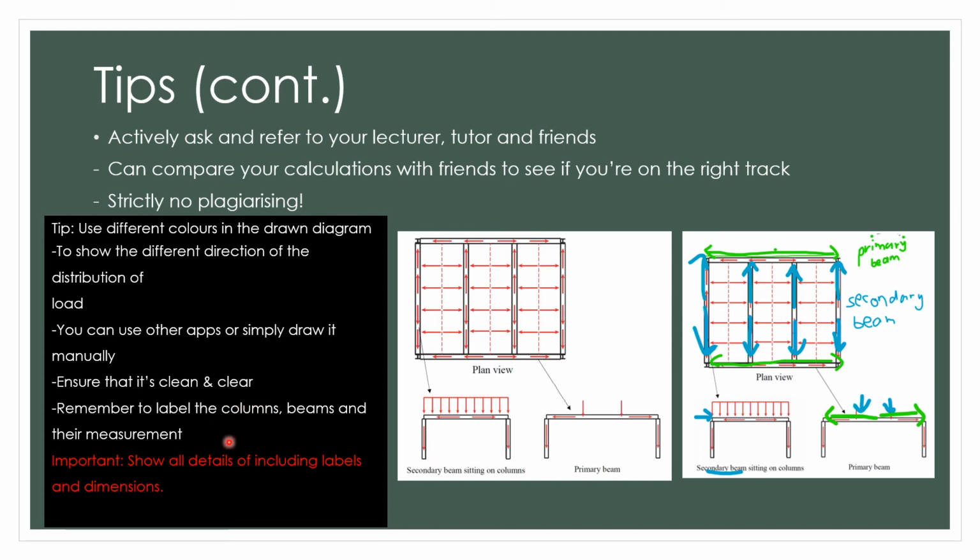Oh, another big important thing is to remember to label the columns, beams, and their measurements as well. So here you have the plan view, you have the secondary beam sitting on columns, you have the primary beam. Don't forget to add that into your drawing as well. So it's important to show all details, including labels and the dimensions of the beams.